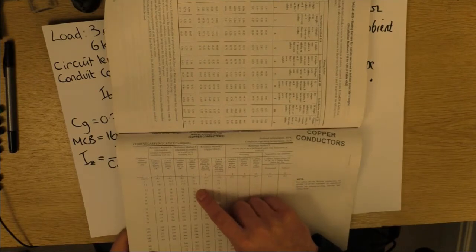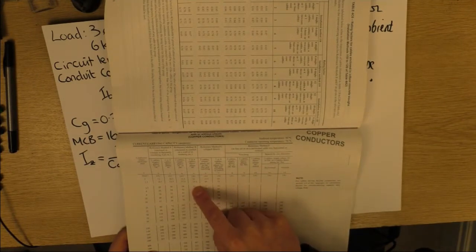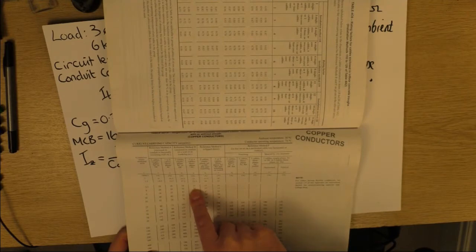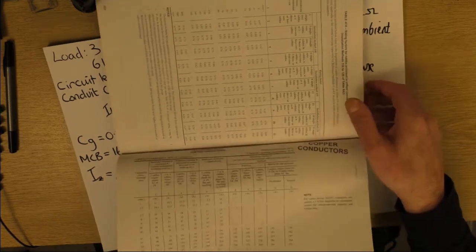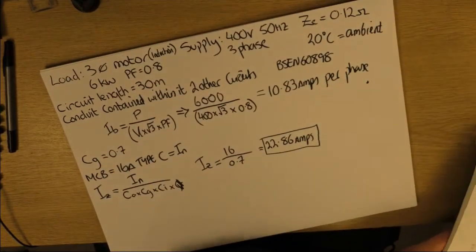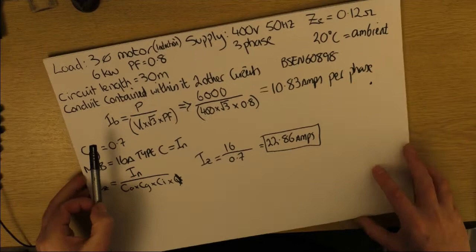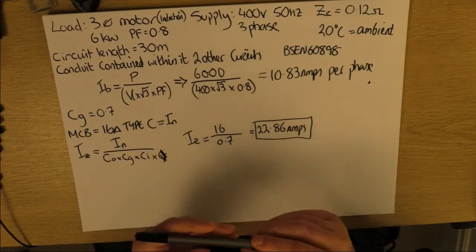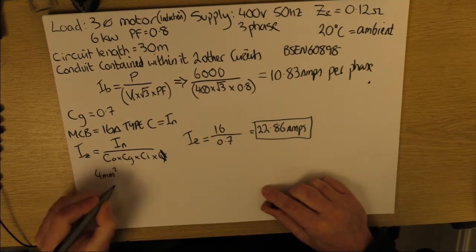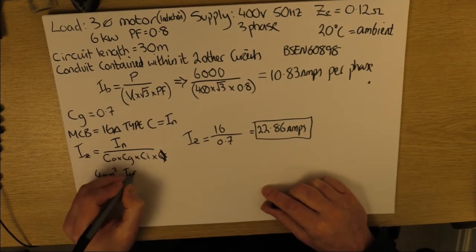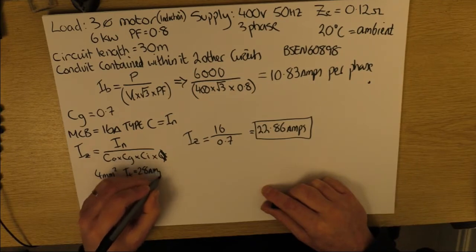And come down. Oh, that's close, 2.5, but not quite. There we go. 4 mil has an IT of 28 amps. So IT is the tabulated current under certain circumstances. So our IT then, we got 4 mil. So we're going with 4 mil, which has an IT of 28 amps.